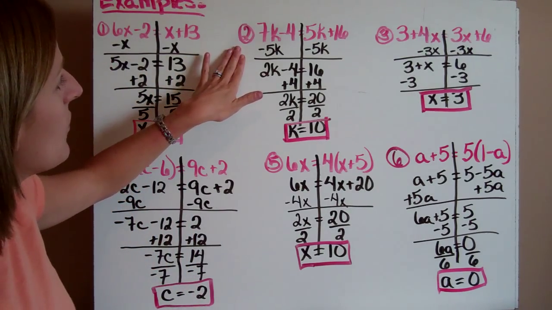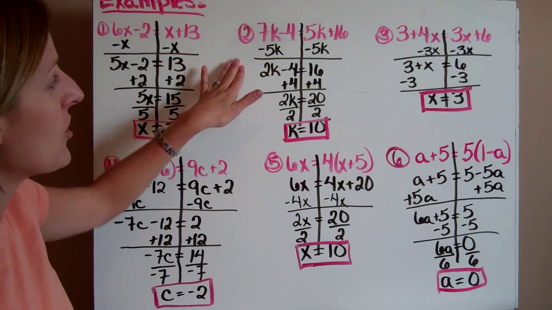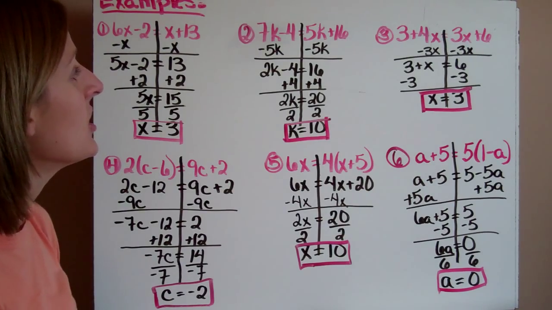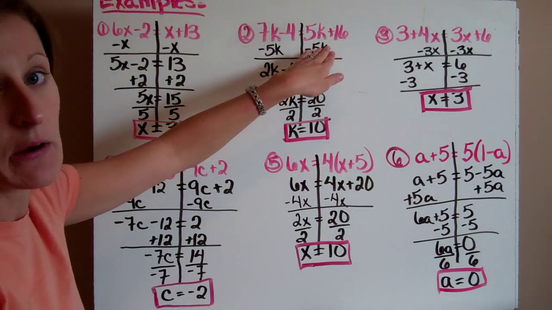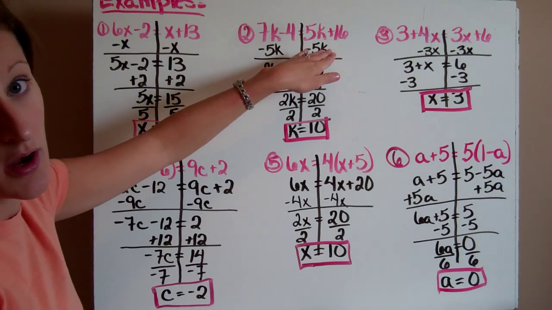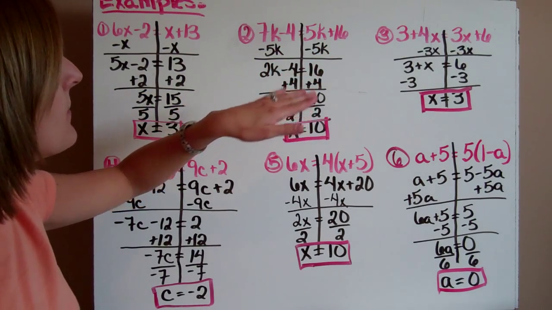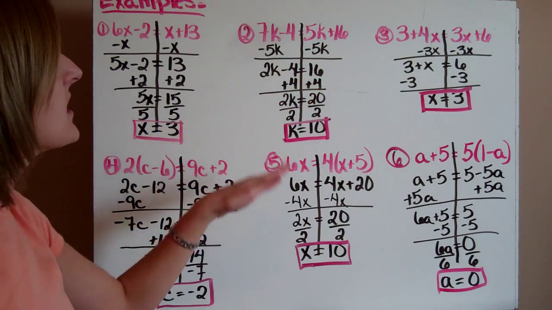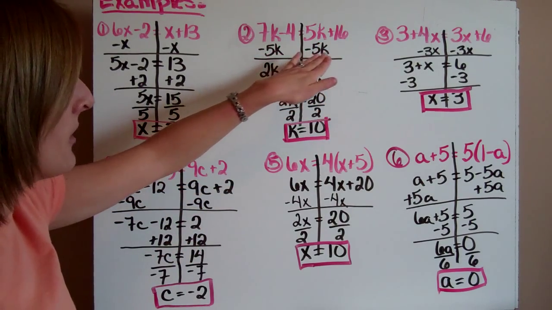Now this second one, 7k minus 4 equals 5k plus 16. Notice there's no parentheses. I don't need to distribute. No fractions. I don't need to get rid of my fractions, but I do have a variable on both sides. I'm going to subtract 5k from both sides.